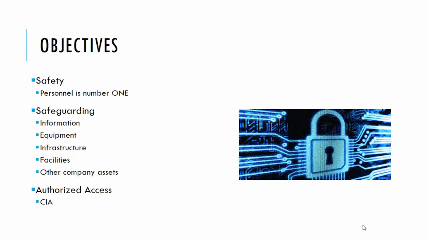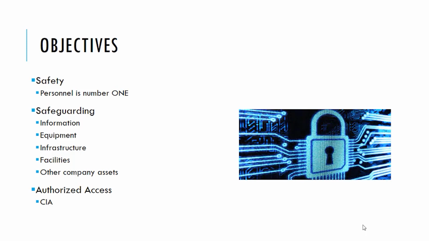The objectives of physical security are safeguarding information, secondly equipment, infrastructure, facilities, and other company assets, after personnel. Information, equipment, infrastructure, facilities, and other company assets may be a target for, and exposed to, physical security attacks. Safeguarding them by many physical security measures is your target when you design your physical security plan, or the tools and technologies that you are going to use to protect your information, equipment, and infrastructure.